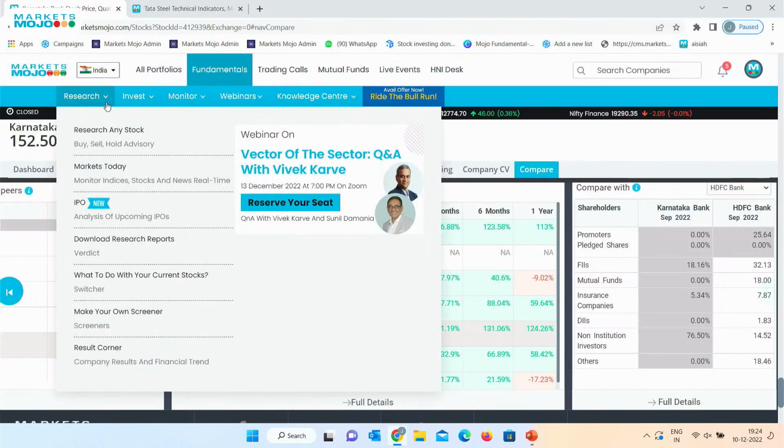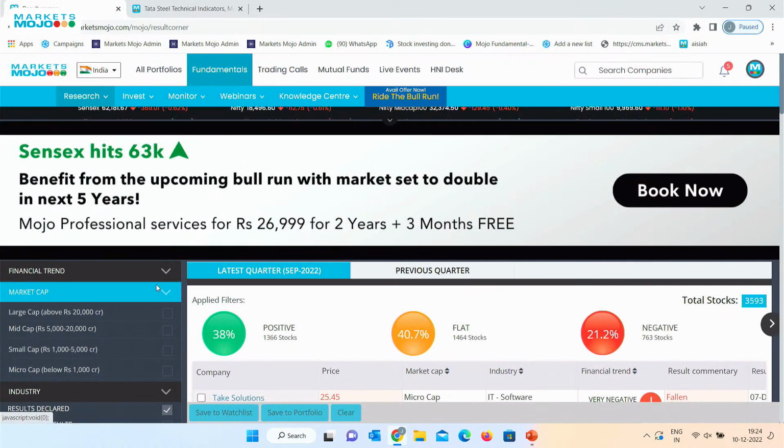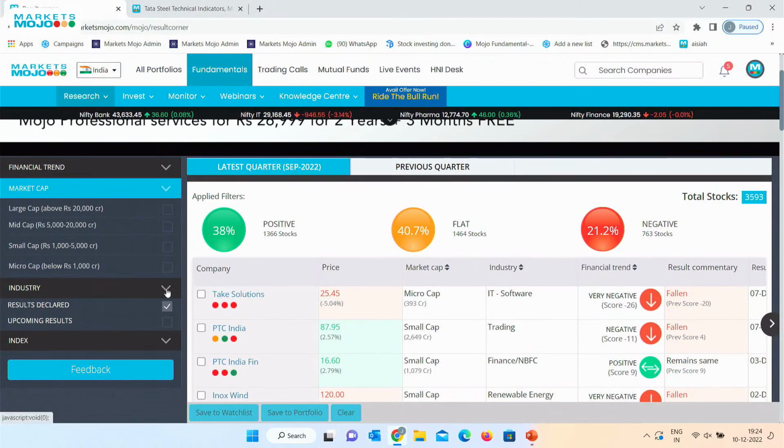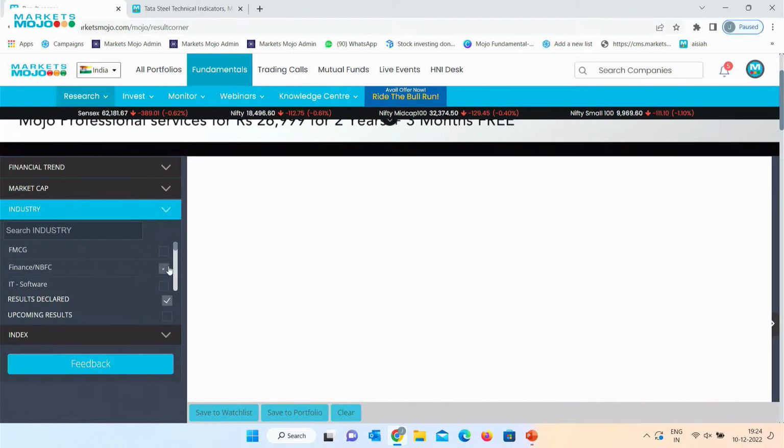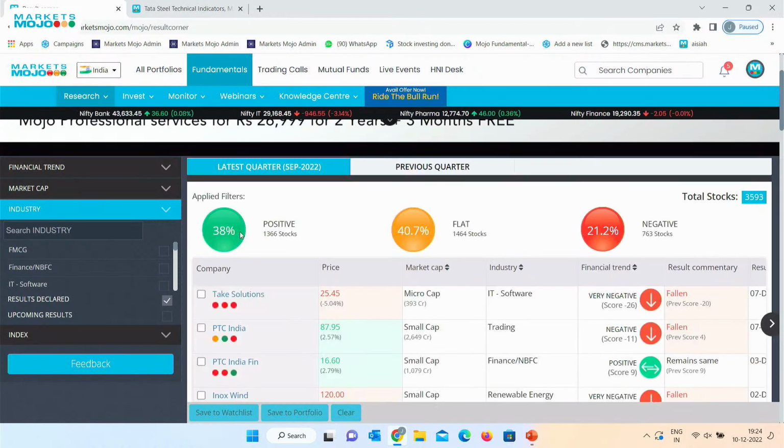But if you actually want to see across sectors, there are many ways you can go. You can go to the result corner and see which particular industry is doing well. If you click on the result corner, last time I'd shown you all that you can simply click on industry over here, click each sector and understand, okay, 34 companies are positive in this sector this quarter. You can click finance, NBFC, and so on and so forth. So you should not only look at stock research, you should combine this with a particular screener and then look across different industries to pick the best stocks across industries.